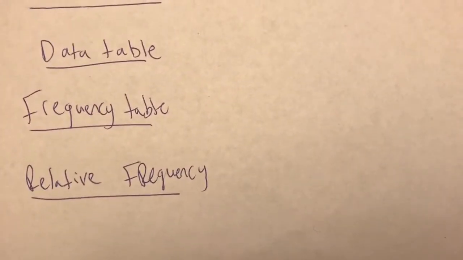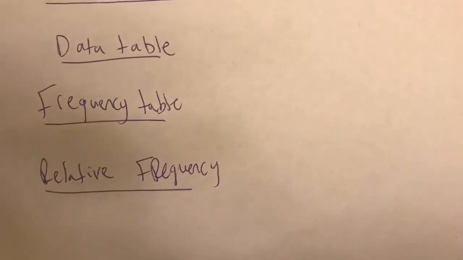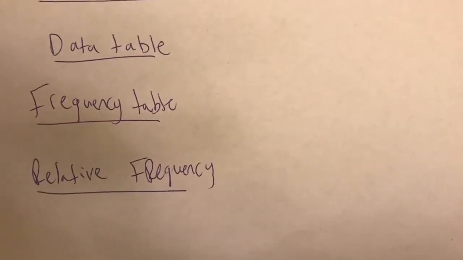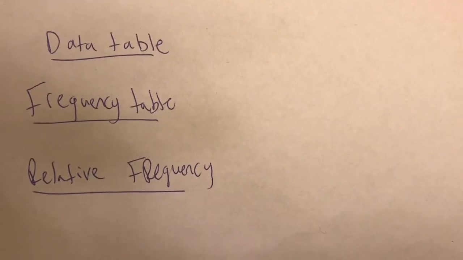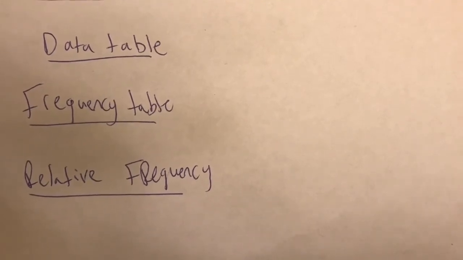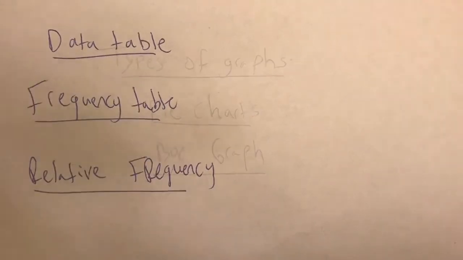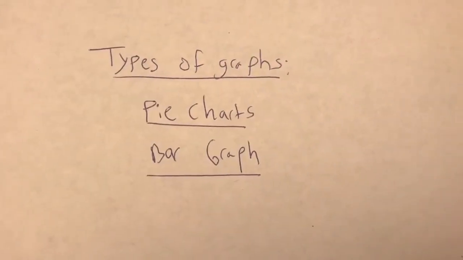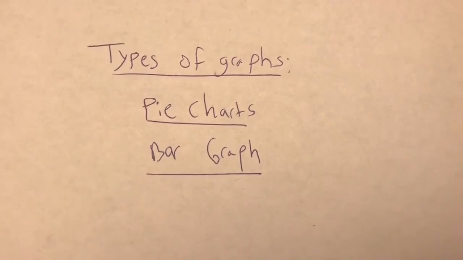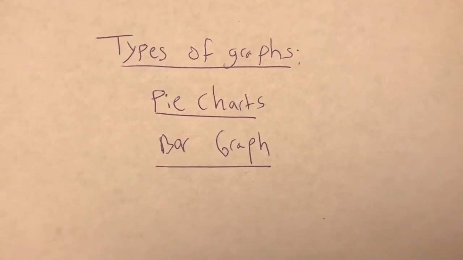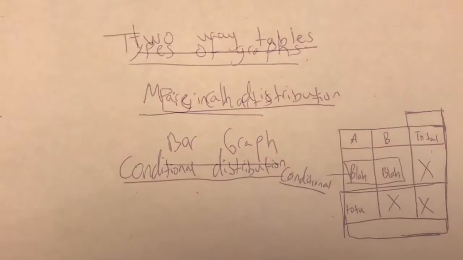A data table is basically data organized into rows and columns. A frequency table is constructed by arranging data values with their corresponding frequencies. A relative frequency table is a chart that shows popularity based on the population sampled. There are two types of graphs, bar graphs and pie charts. Bar graphs are preferable because they are easier to compare and easier to make.